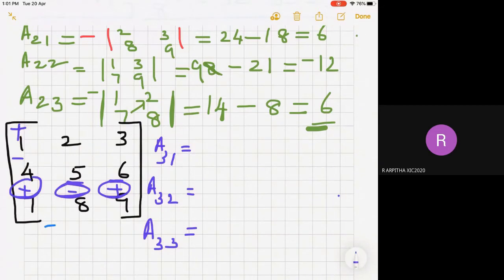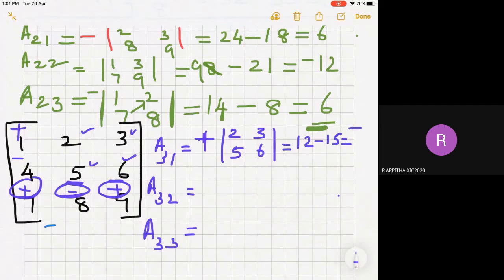So A31 means the sign of the cofactor is plus. Now the row and column containing 1 you delete, you get four elements 2, 3, 5, 6, and its value is 12 minus 15, which is equal to minus 3.